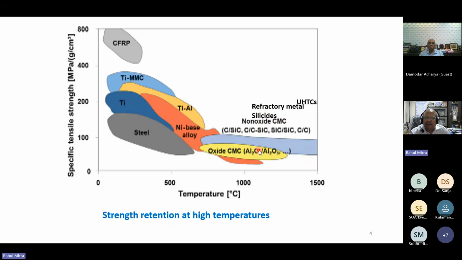You see that we have carbon silicon carbide and silicon carbide carbon composites. These are the materials which are used in re-entry vehicles like missiles, and also in certain parts of aero engines where temperatures are above 1200 degrees centigrade. And then the refractory metal silicides, like molybdenum silicides and niobium silicides, can operate at temperatures up to 1300 degrees centigrade.